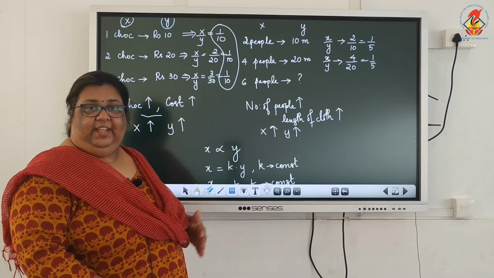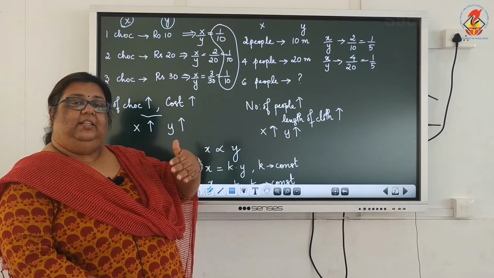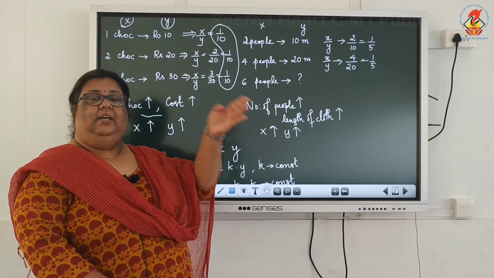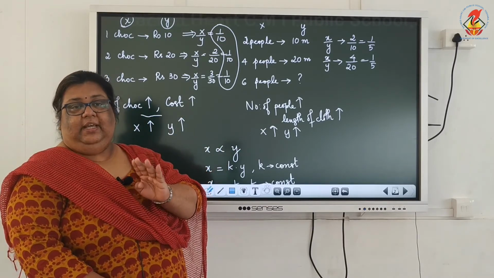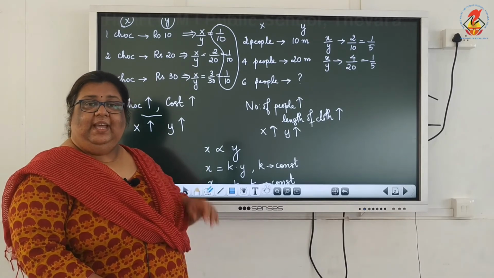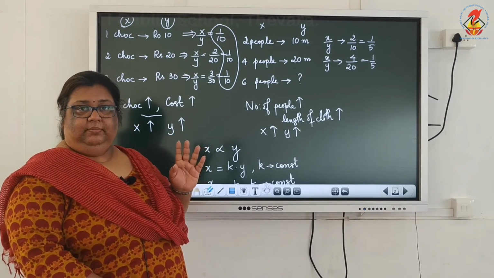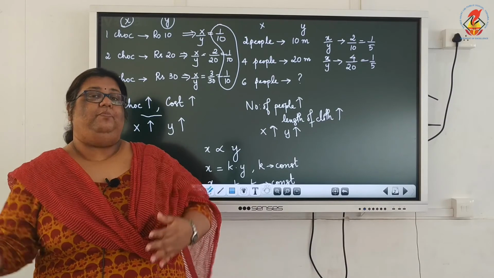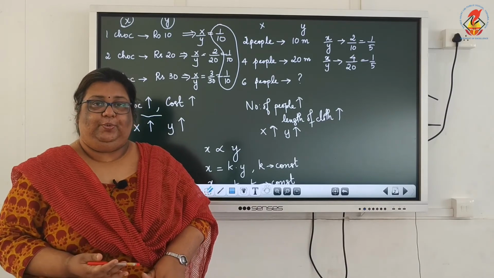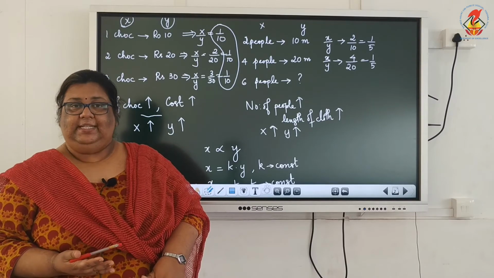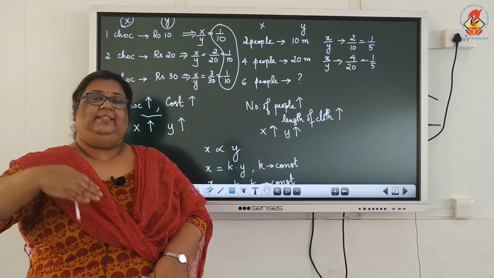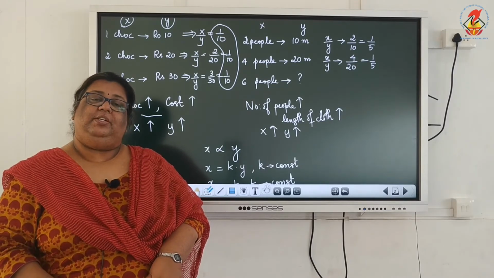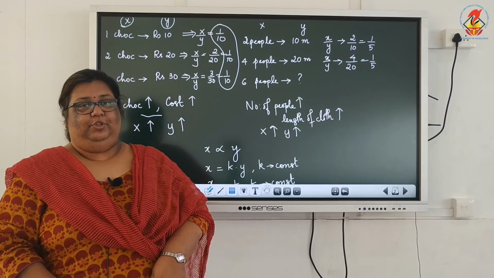So, this type of variation where one increases, the other also increases simultaneously, and if one quantity decreases, the other quantity will also decrease, this type of proportion is known as direct proportion. Understood what is meant by direct proportion? The more you study, more marks you get. The more hard work you put in, the more marks you get. Isn't it? So, if one quantity increases, definitely the other quantity also increases. So, this type of proportion is known as direct proportion.